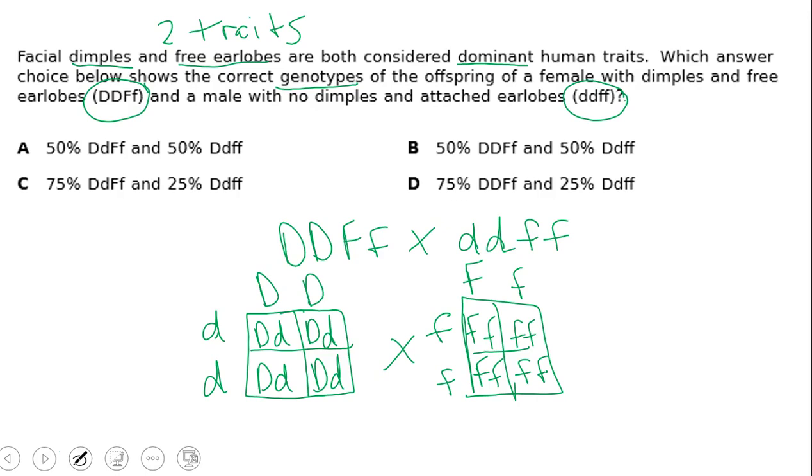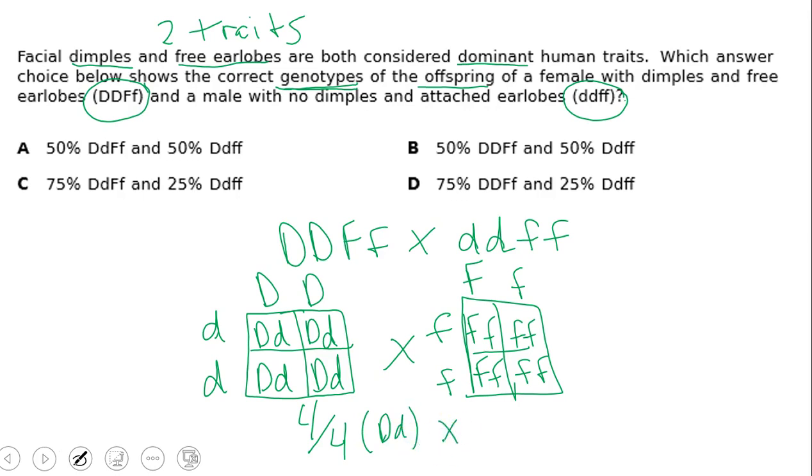So our next step is to figure out what the question was asking. Let's go back to the question. We want to know the correct genotypes of the offspring. Okay, so we're going to have to do a couple of different things here because we're not dealing with phenotypes, we're dealing with genotypes, which are the letters. So we know that 4 out of 4 of our offspring here, all of them, 100%, are big D, little d, right?